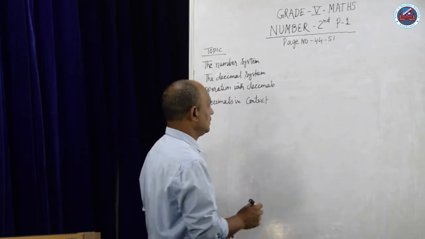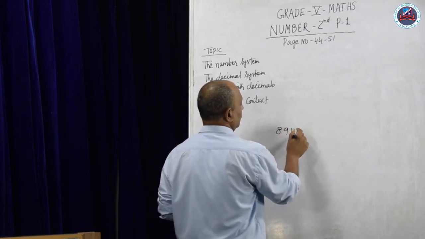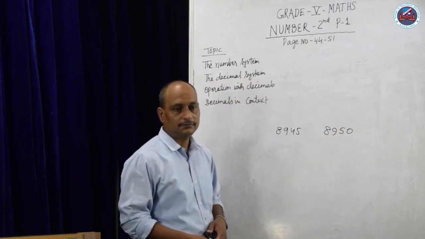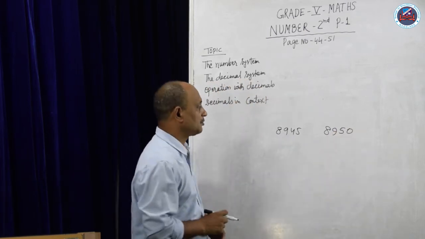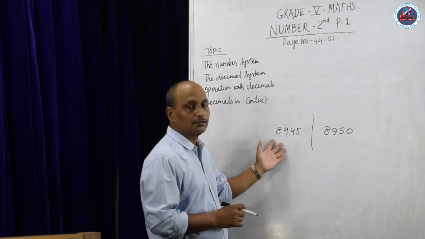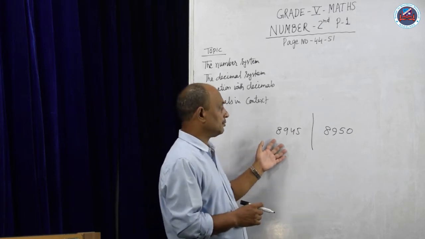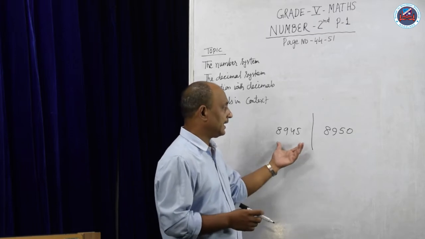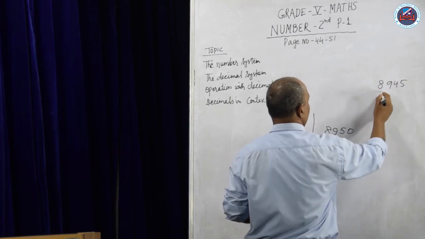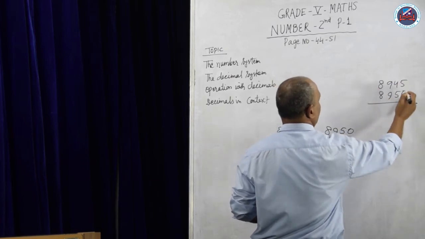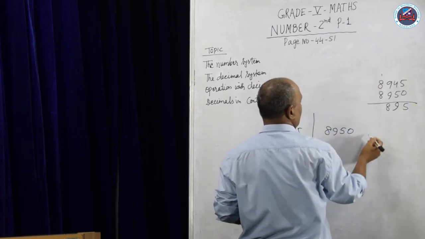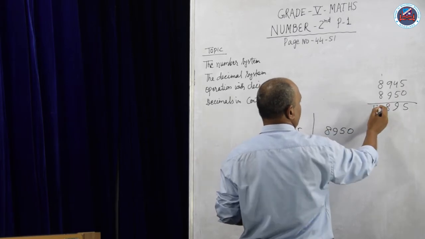Now let us take two numbers. Suppose 8945 and 8950. What number comes in between these two numbers? Between means exactly in the middle. So in order to find exactly what number comes in between, the best and easy way is to add up these two numbers, that is 8945 and 8950. Here comes 5, here comes 9, here comes 8, 1 in hand, 8, 8, 16 plus 1, 17.